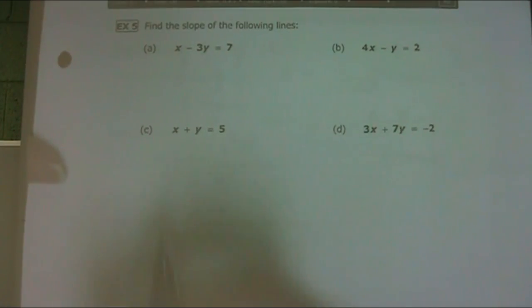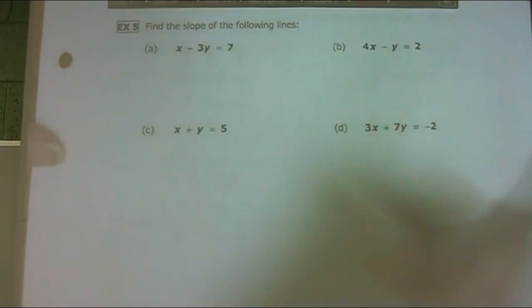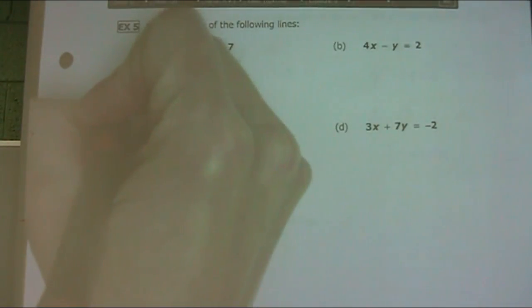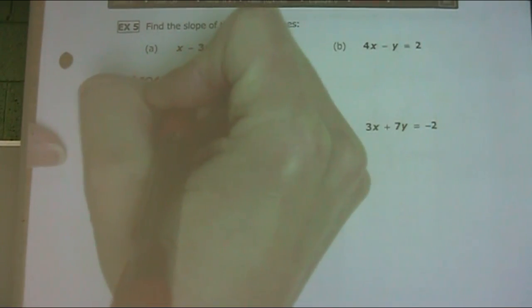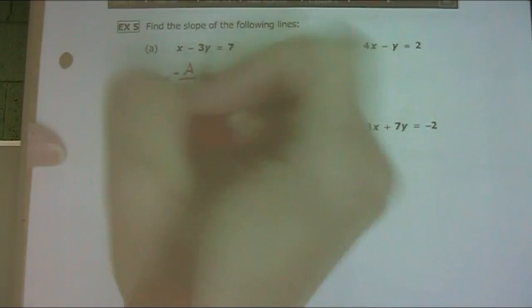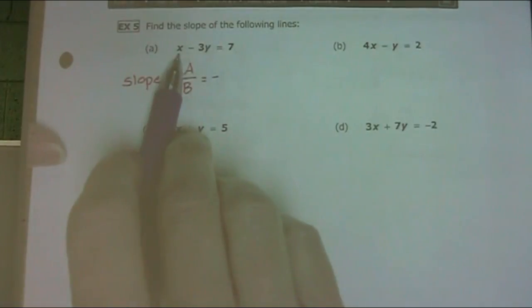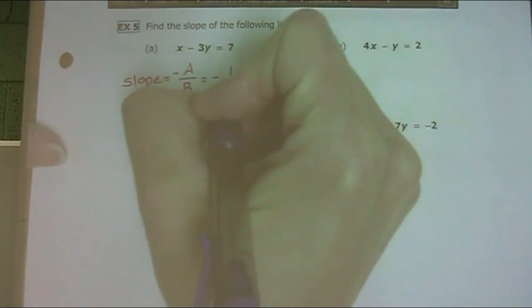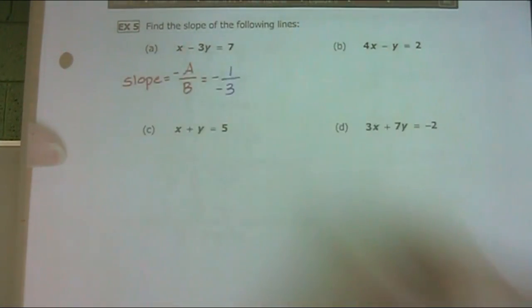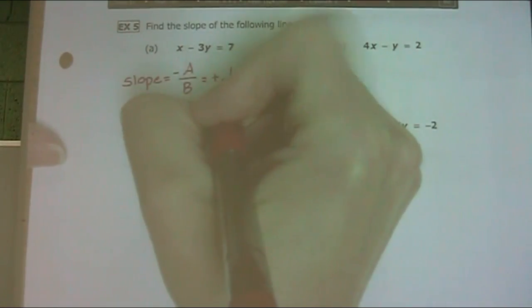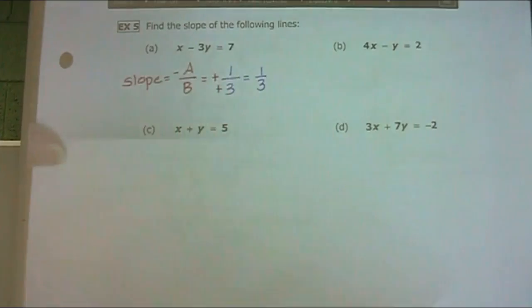So first of all, I do have an equation here in standard form, so I'm going to write my formula. Slope equals negative a over b. So I'm going to put my negative out front. A, the coefficient of x, is 1. B, the coefficient of y, is negative 3. The two negatives are going to cancel, and my slope is 1/3.